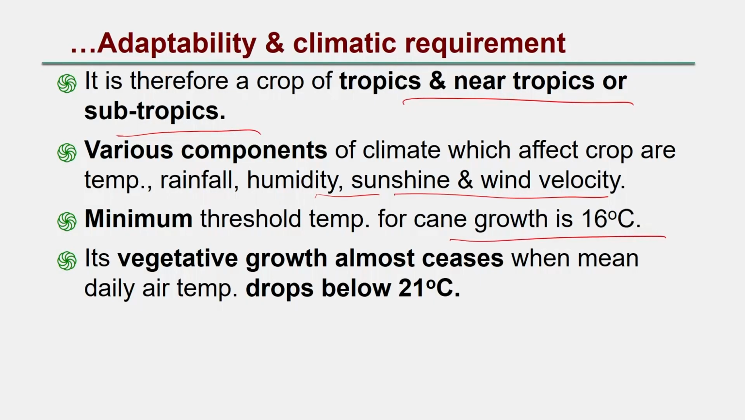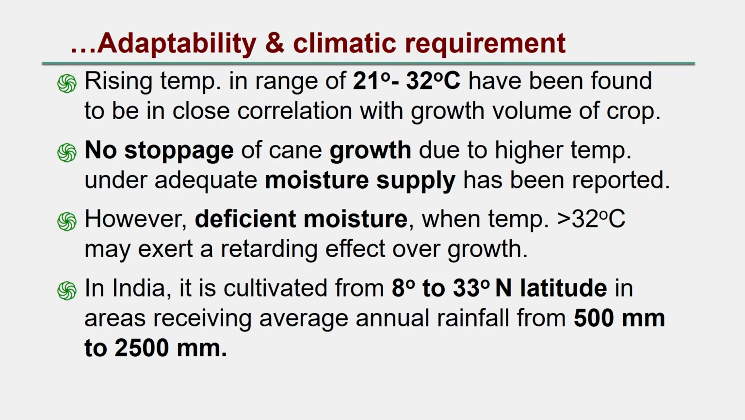Minimum threshold temperature for cane growth is 16 degrees centigrade. Its vegetative growth almost ceases when mean daily air temperature drops below 21 degrees centigrade. Therefore, it can never be cultivated under temperate climatic conditions or low temperature conditions. Rising temperature in the range of 21 to 32 degrees centigrade have been found to be in close correlation with growth volume of the crop.